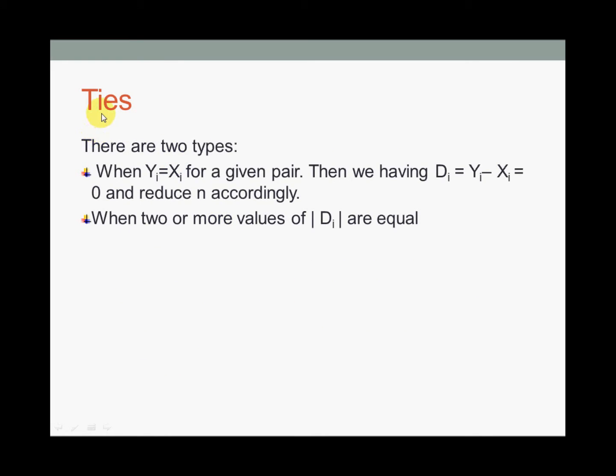For the ties, there are two types. When yi equals xi for a given pair, then we have di equals yi minus xi equals 0, and we reduce n accordingly. The second one is when two or more values of absolute di are equal.